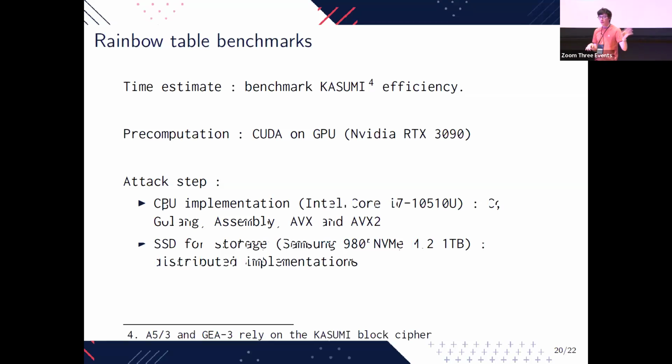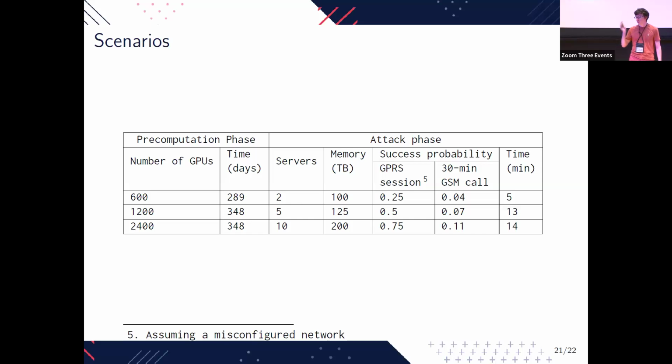So we ran some benchmarks. We considered that the pre-computation is done using GPUs. We considered that the attack step is done using some servers, maybe different servers. And so we benchmarked different CPU implementations and optimized using assembly instructions. And we verified that using SSD for storing a large rainbow table did not incur significant performance loss.